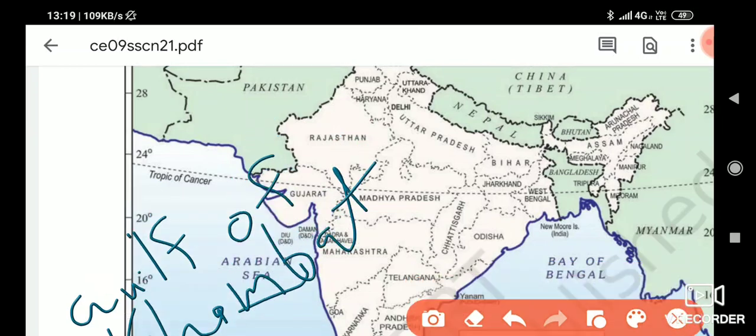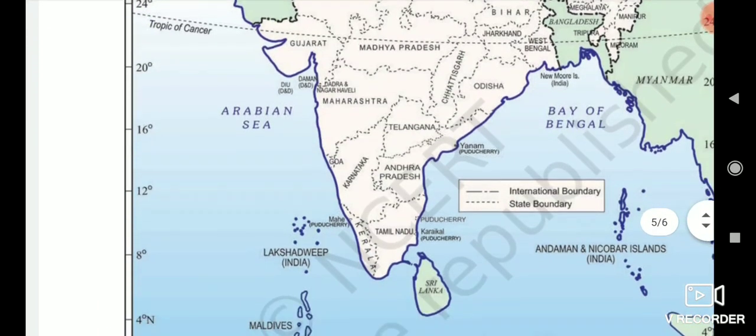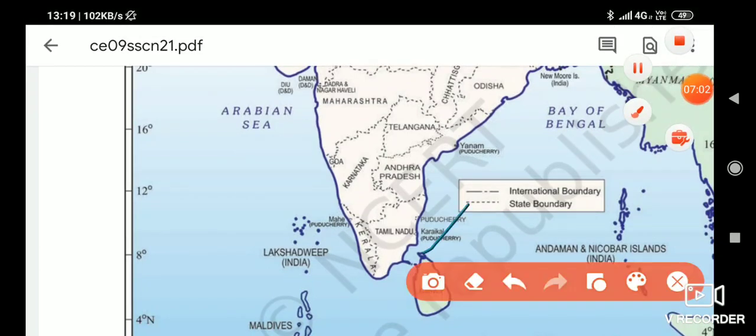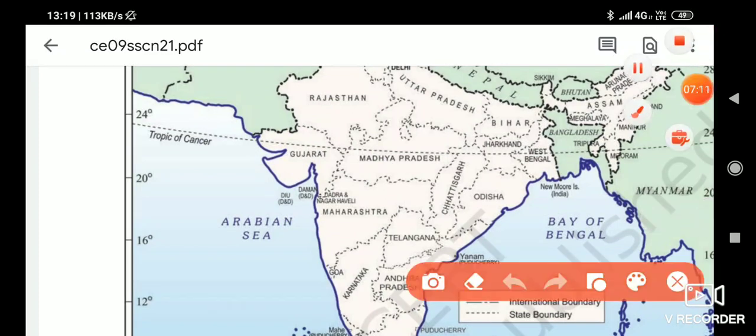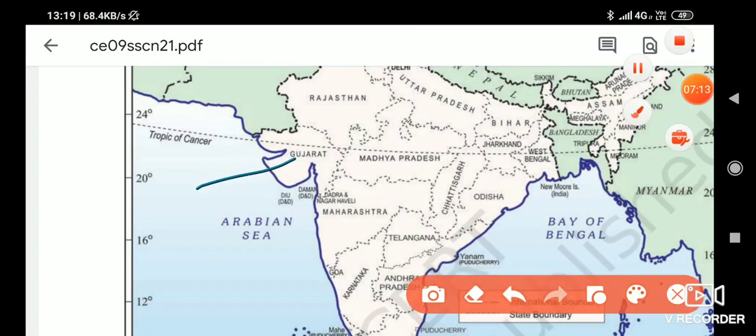So these are important terms we are discussing. The Palk Strait we have discussed here, and three gulfs we have discussed: Mannar, Khambat, and Kutch. I hope all of you are clear about this.